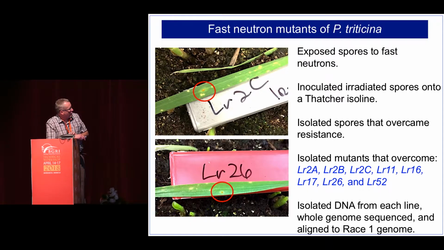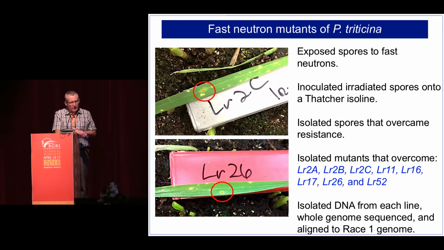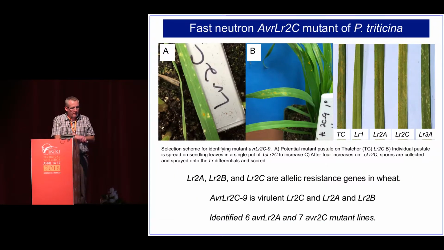This is an example of a mutant pustule for Lr2C and one for Lr26. Throughout this, I've been able to isolate mutants that overcome Lr2A, 2B, 2C, 11, 16, 17, 26, and 52. It's a very efficient method as long as we have a good, clean HR. With anything like Lr14B, where you see a 2 to a 2 plus, it's going to be very difficult to isolate it in this manner. So I purified these mutants, carried them through several rounds of selection, and then isolated DNA from them.